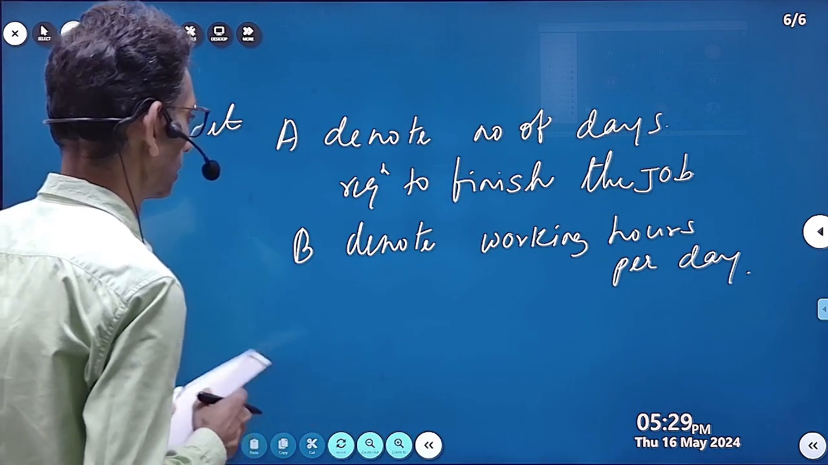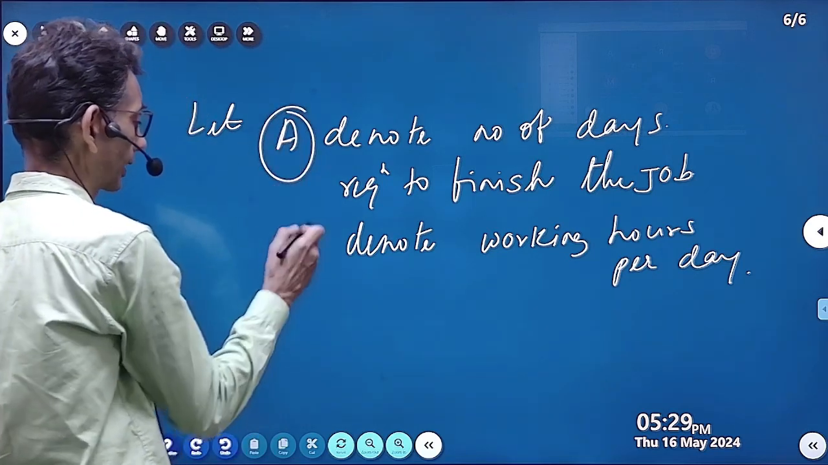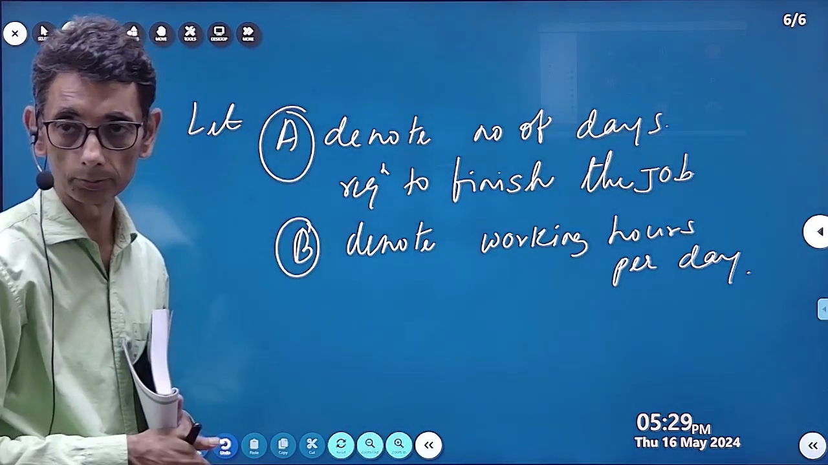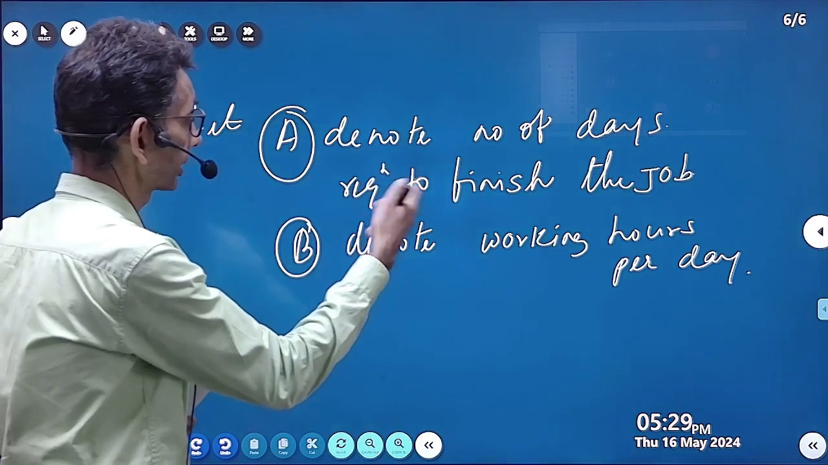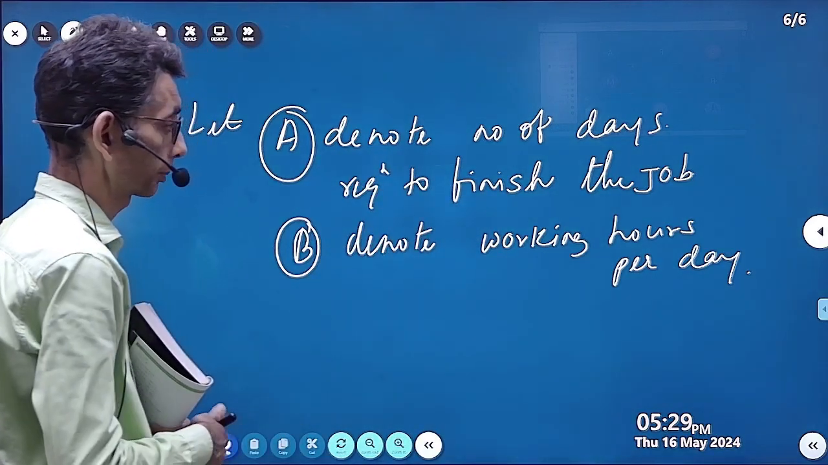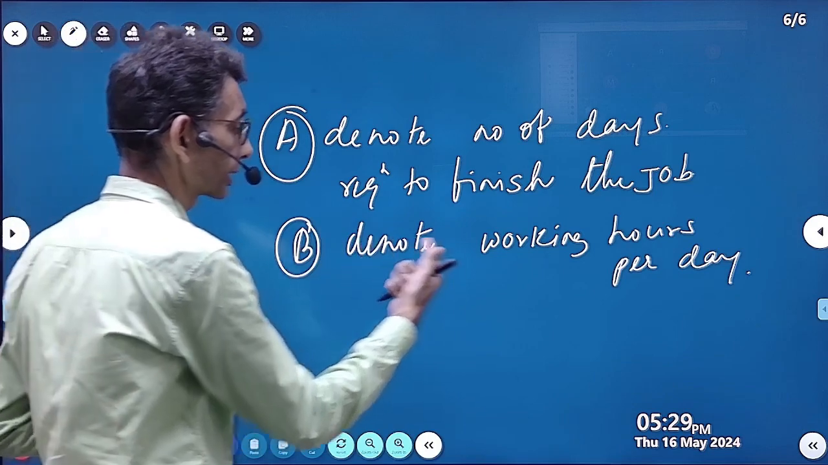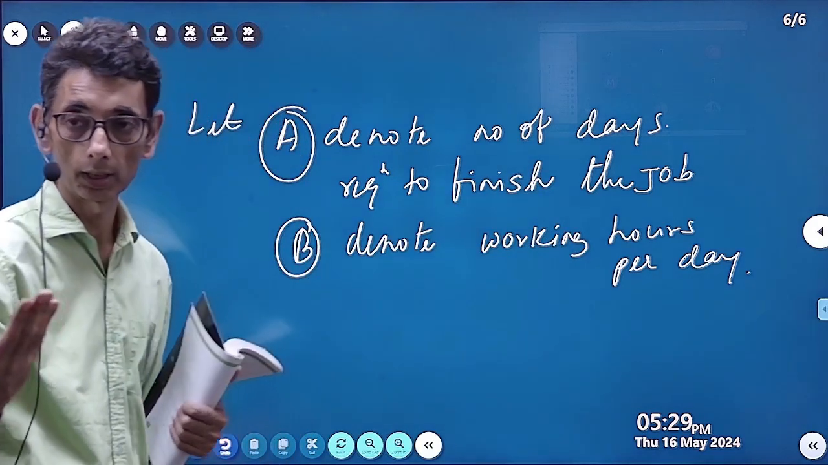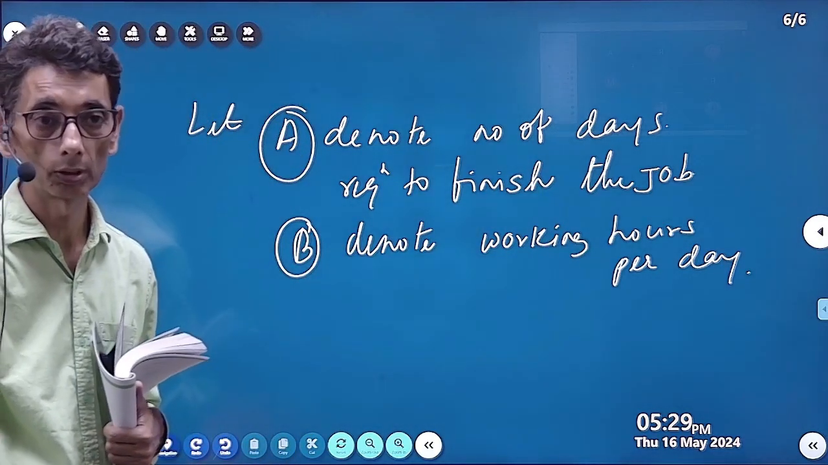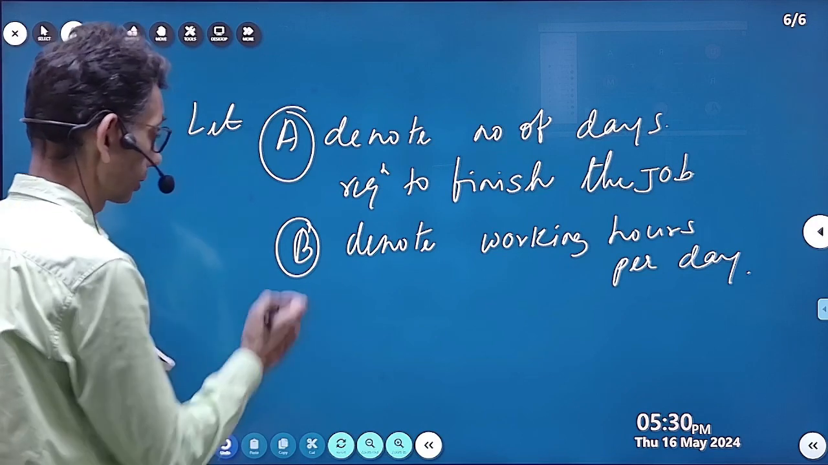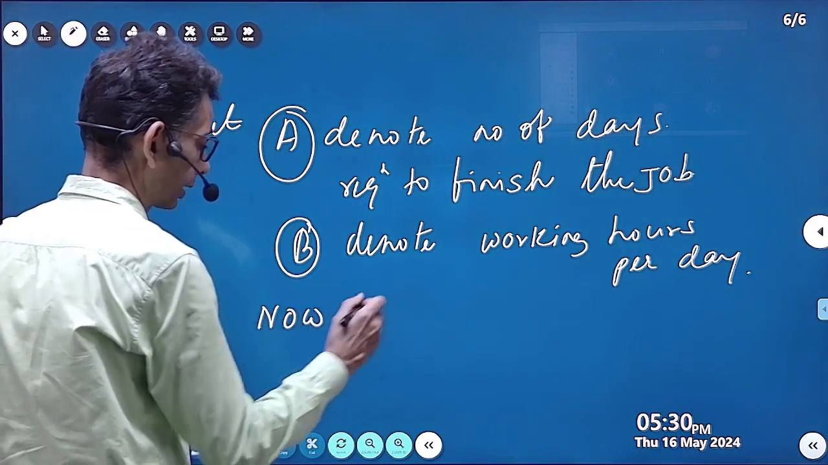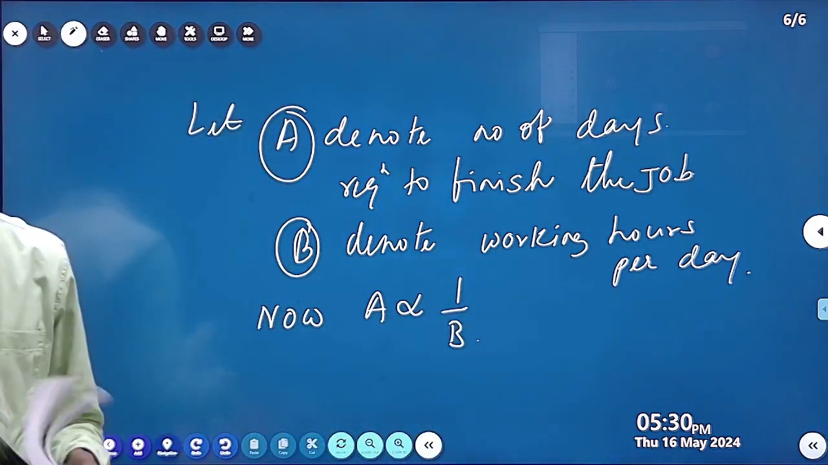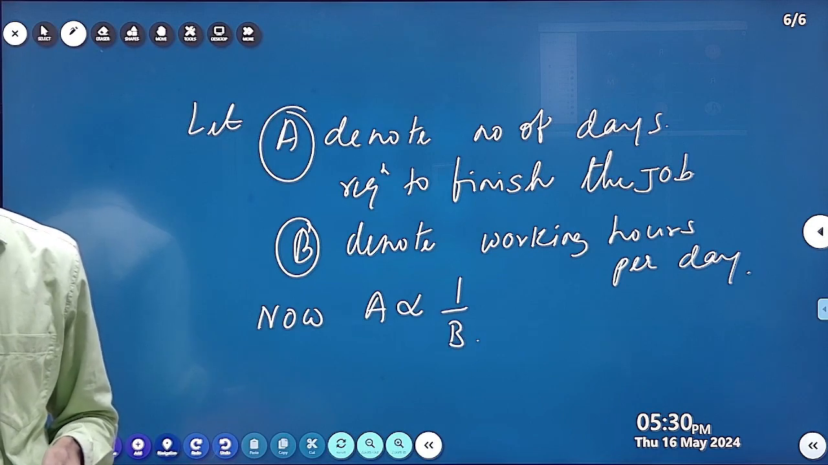Okay. So how are they related? How are A and B related? Directly or inversely? Obviously, A denotes the number of days required to finish the job, and B denotes the working hours per day. That means if you work more hours, you can finish the job early. Say we have to finish a course. If the exam is near, what do we do? We study more, right? Yes. So now A is inversely proportional to B. Do you agree with this? Inversely proportional, 1 by B, right? Okay.